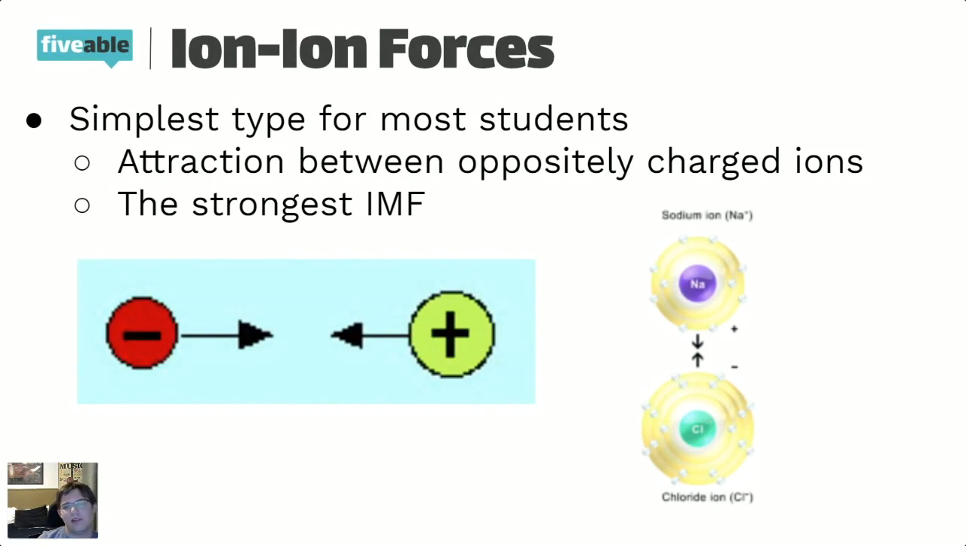That explains why when you see things like table salt, it's so hard to melt. If you want to break those ion-ion bonds, you have to put in a lot of energy. That's why salt has a boiling point of around 1,000 degrees Celsius: you need a ton of energy to break those intermolecular forces and turn it into liquid salt.